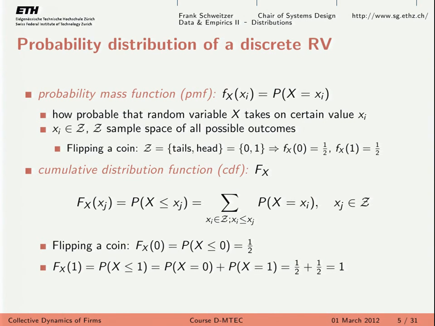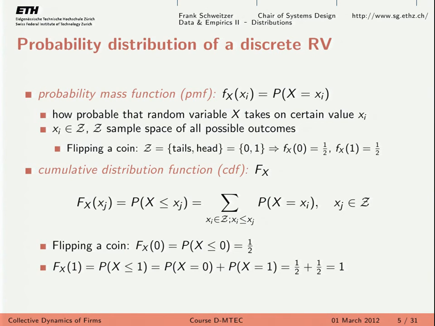So, okay. What is the information we get from the probability mass function? It tells us how probable it is that I find a given value xi that is a realization of the random variable x. So that means the small f of x gives me the probability, more or less, that the random variable capital X has exactly the value xi.